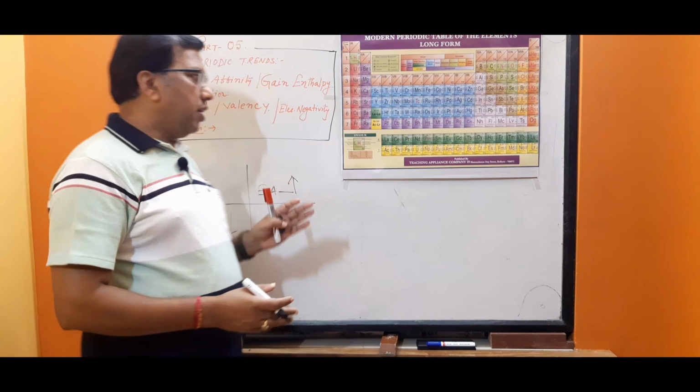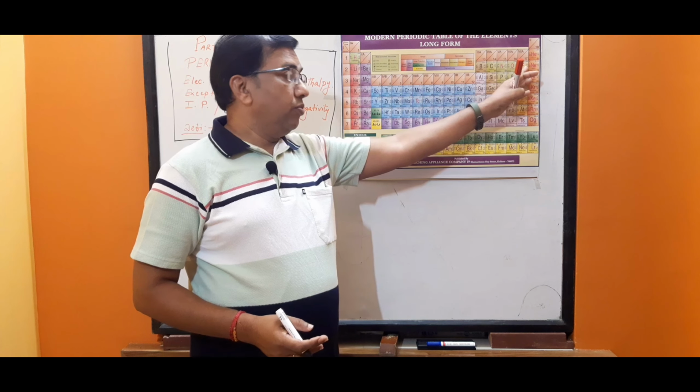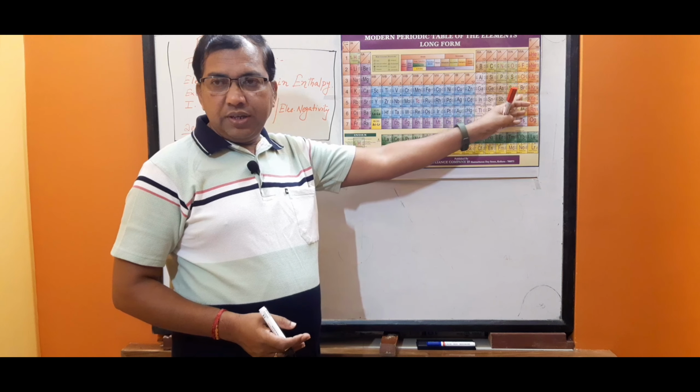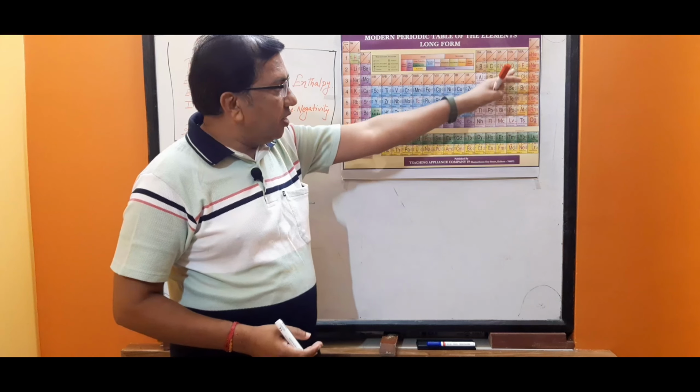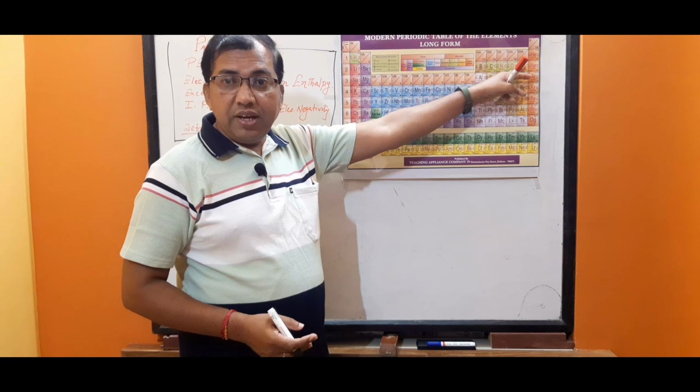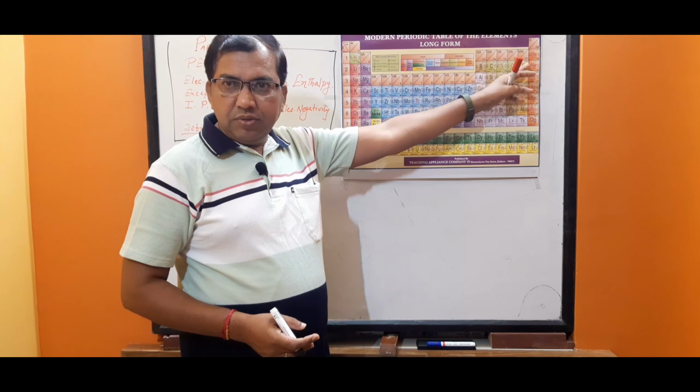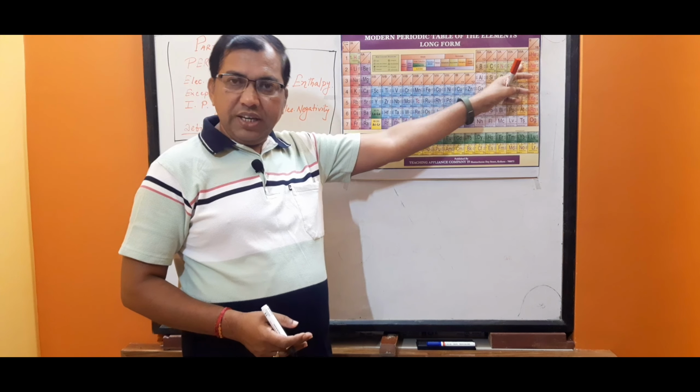Clear? That is the case for halogens: fluorine, chlorine, bromine. This will decrease. The highest affinity is fluorine. Remember, fluorine has the highest electron affinity. Clear? Next.